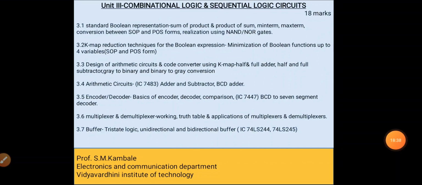Now looking towards the third, unit number 3.